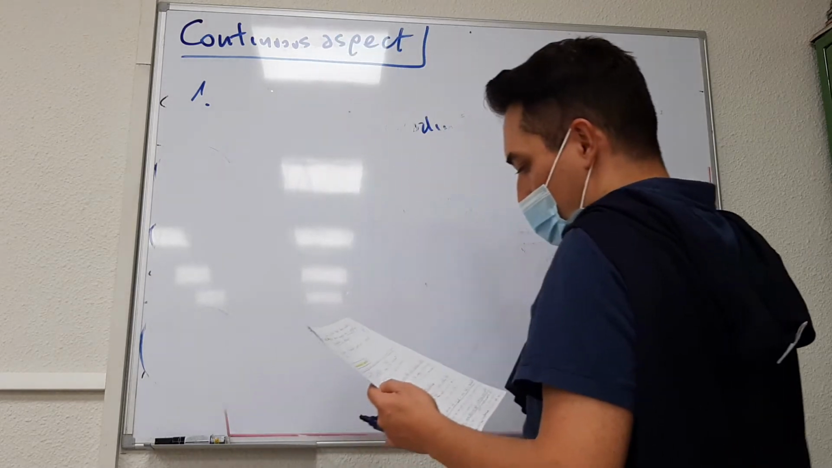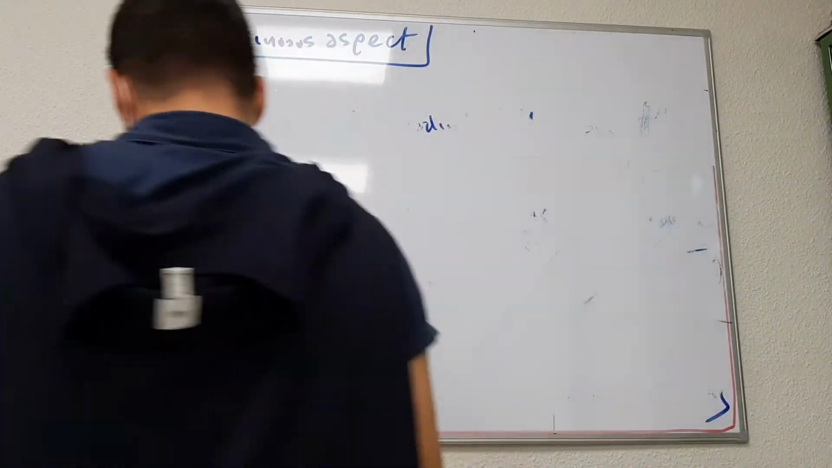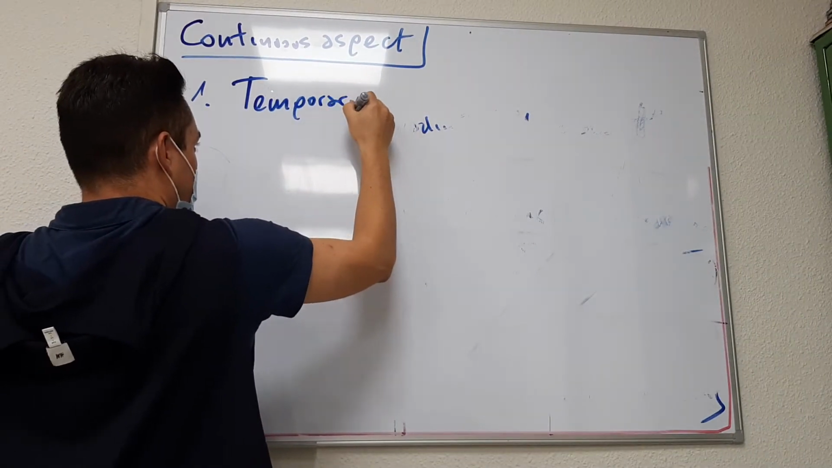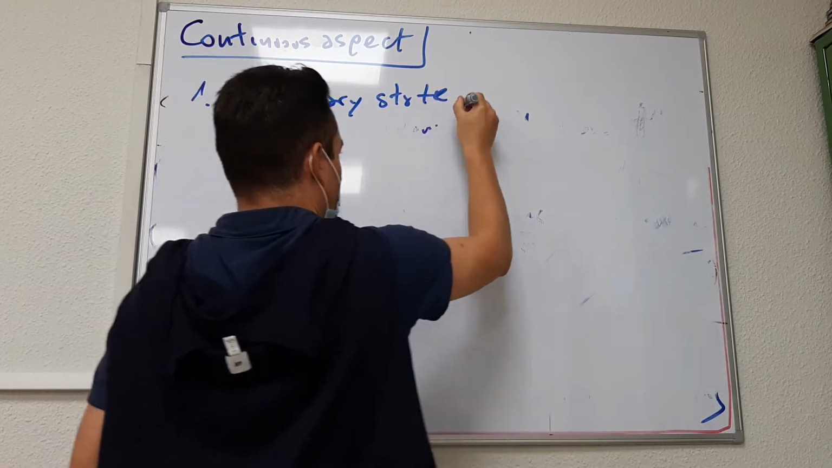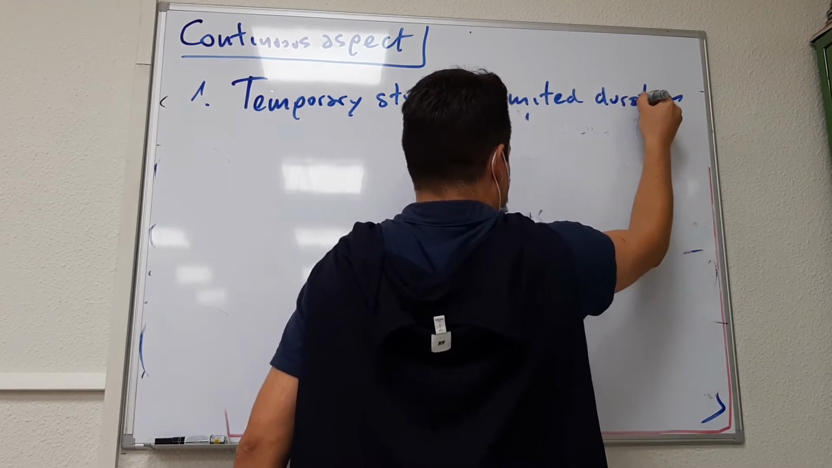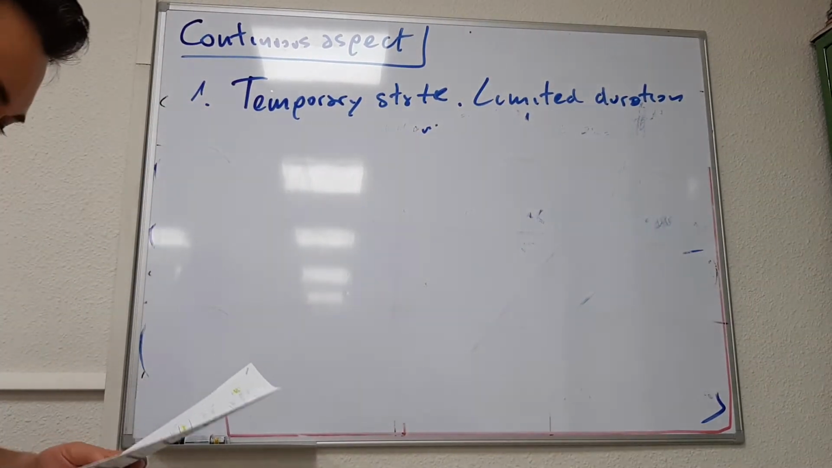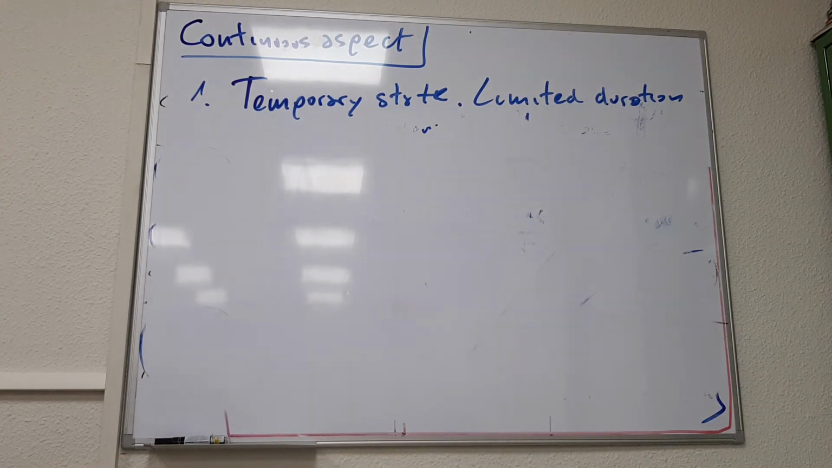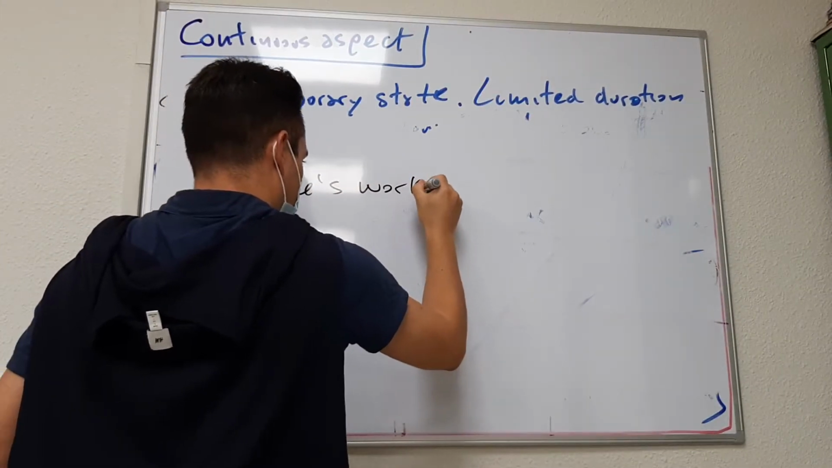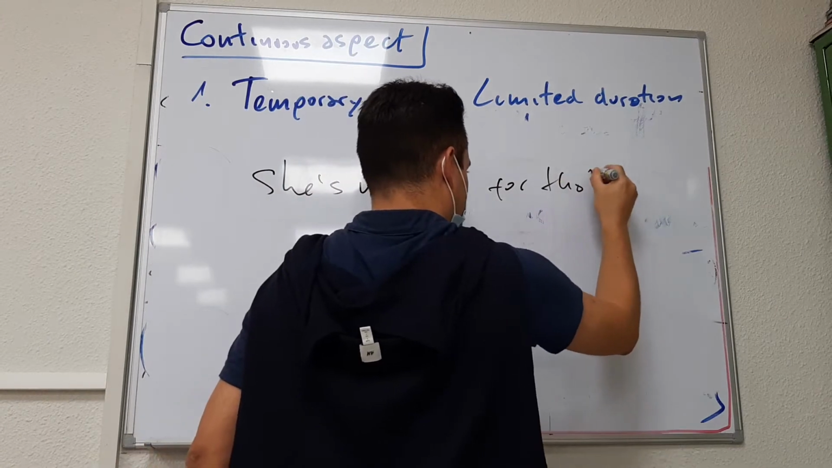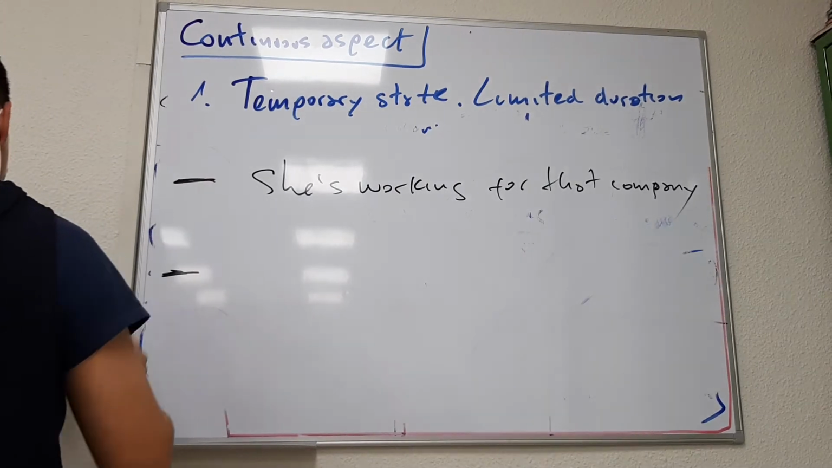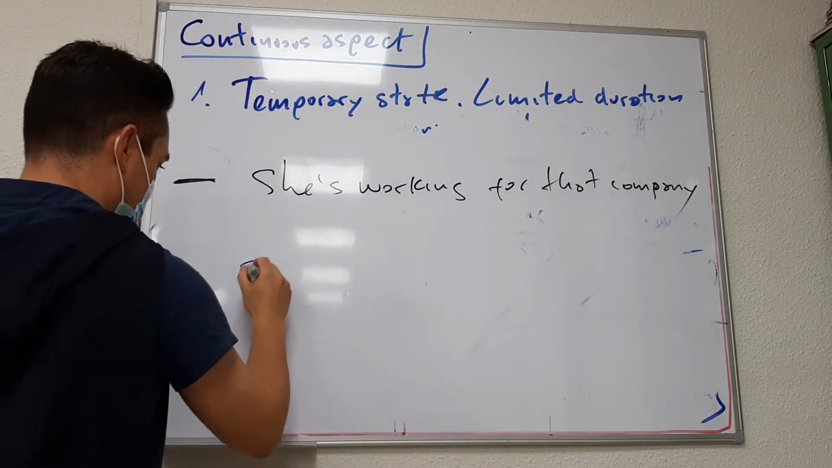In what other ways can I use the continuous aspect? To describe a temporary state with a limited duration. So for example, have a look at these two examples. She's working for that company. And compare this sentence to this other sentence. She works as a civil servant.